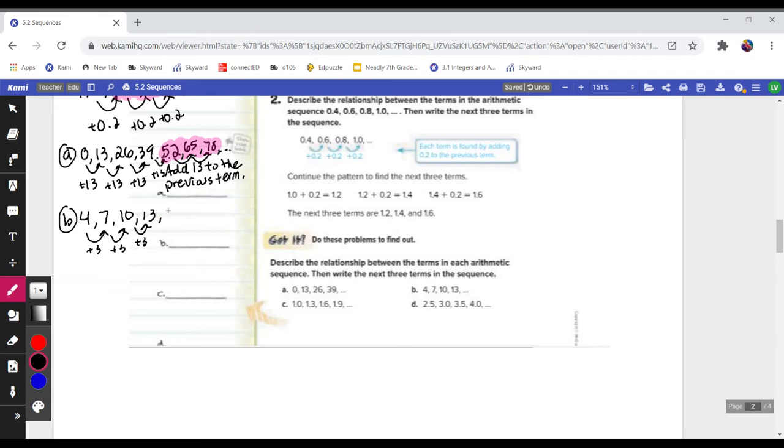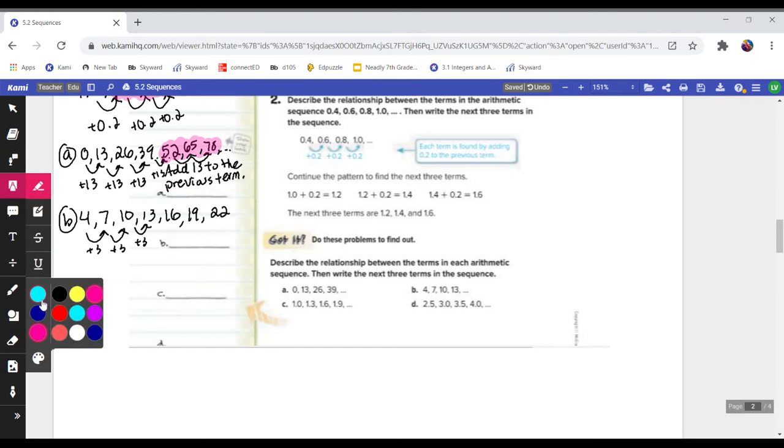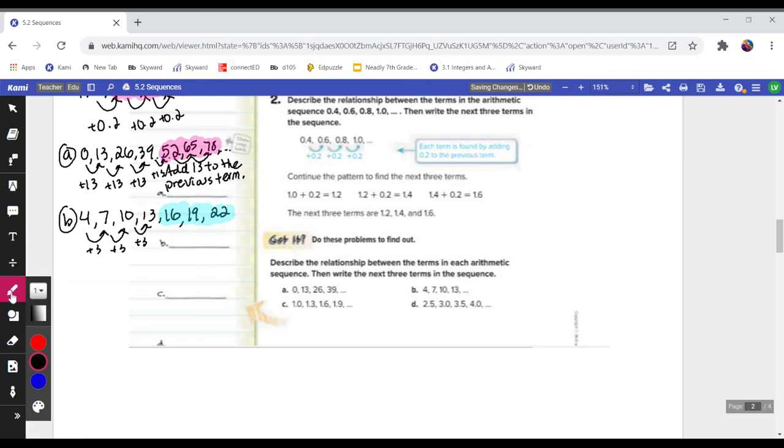And to continue, 13 plus 3 is 16. Plus 3 is 19. Plus an additional 3 gives me 22. So that was answering the second part. The first part was to describe the relationship. You add 3 to the previous term.